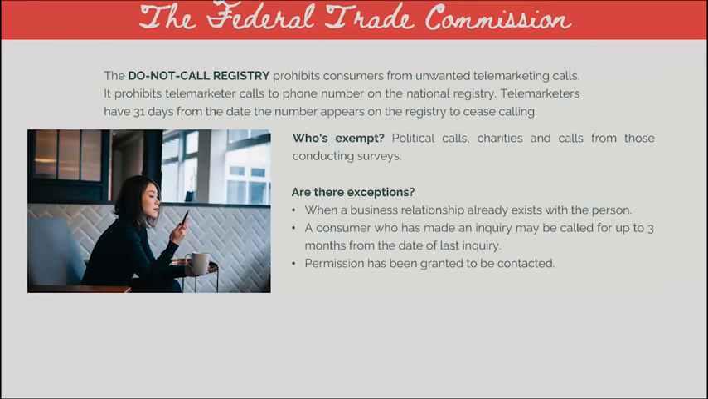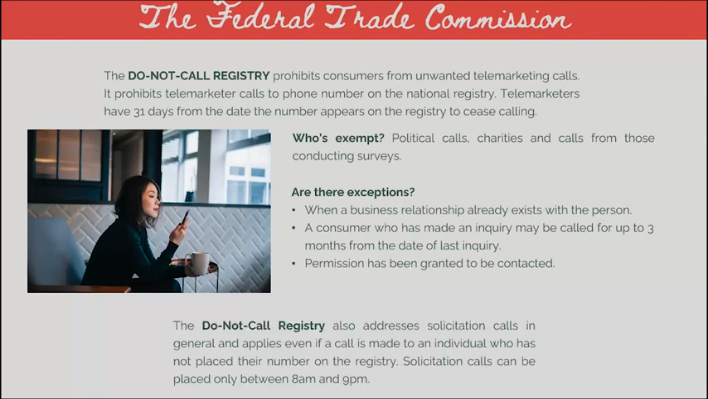Are there exceptions? When a business relationship already exists with a person, or a consumer who has made an inquiry may be called for up to 3 months from the date of last inquiry. Or, lastly, permission has been granted to be contacted. The Do Not Call Registry also addresses solicitation calls in general and applies even if a call is made to an individual who has not placed their number on the registry. Solicitation calls can be placed only between 8 a.m. and 9 p.m.